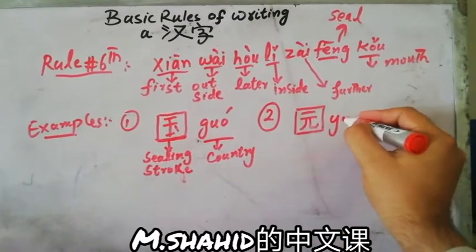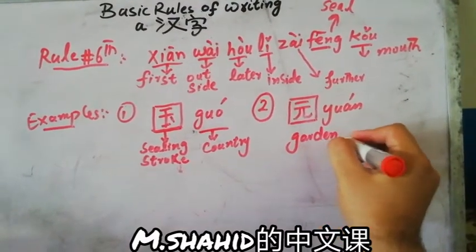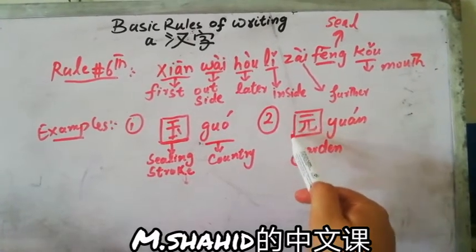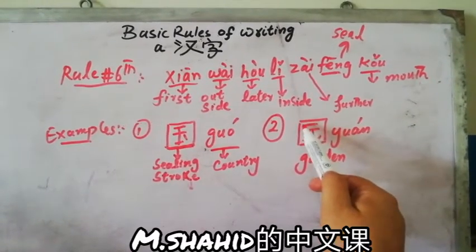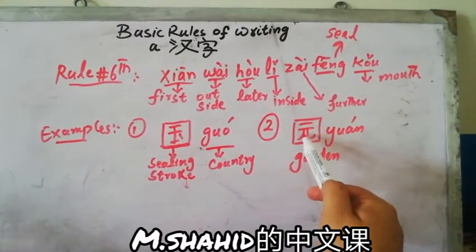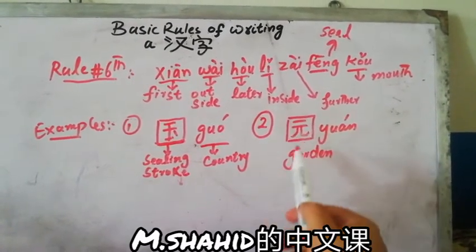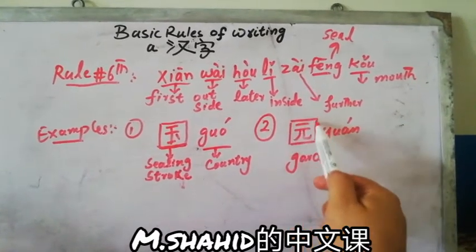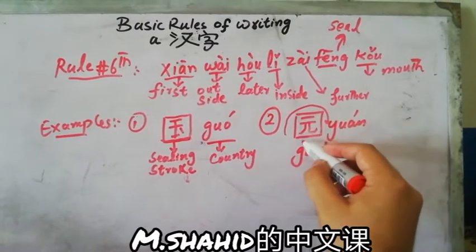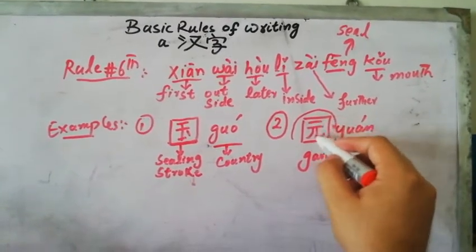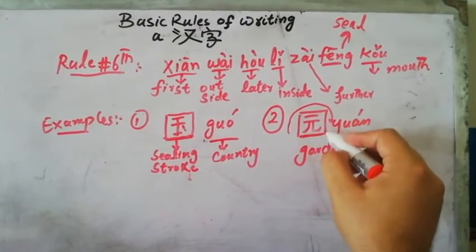Another example could be this. You see, this is yuan. Yuan means garden. So you see, we wrote this shu first, then we wrote this heng zhe, then we wrote this heng, we wrote this heng, we wrote this pie, and we wrote this shu wan gou. So you saw that we completed this outer portion first, then we completed this portion, and we finally sealed the opening of this character with this sealing stroke. This is the sealing stroke which closed the frame, okay.